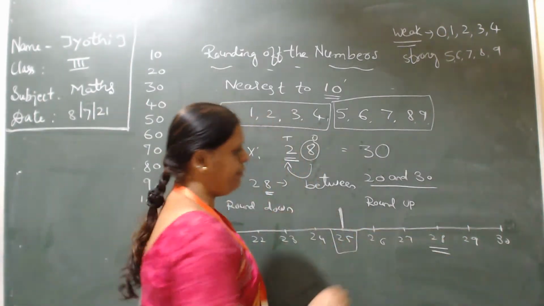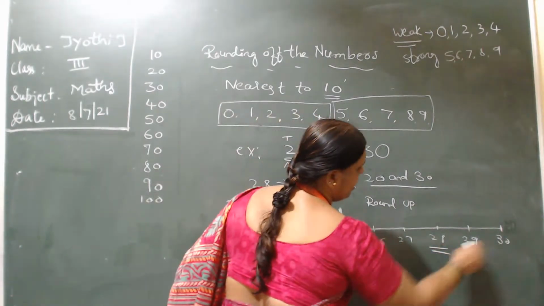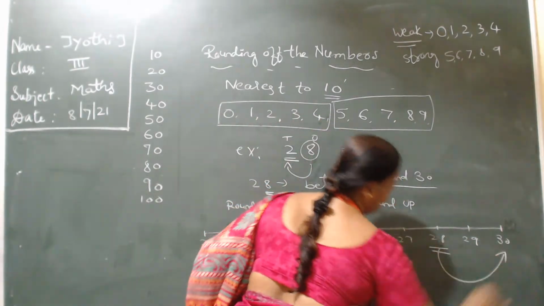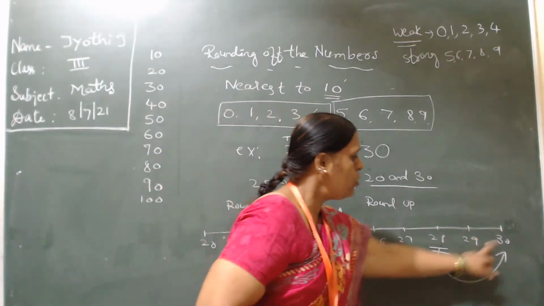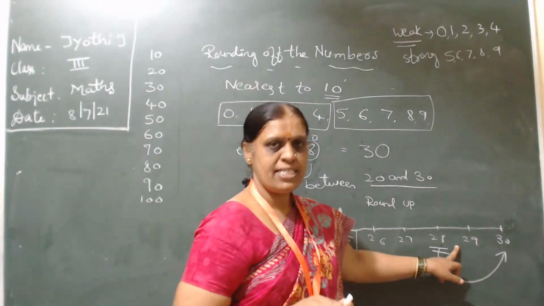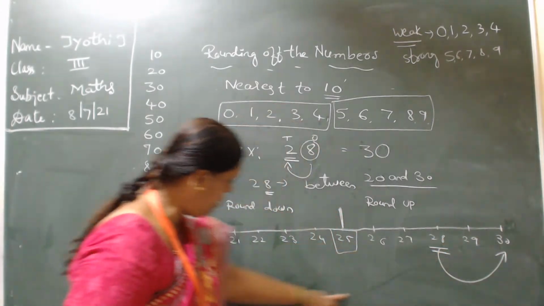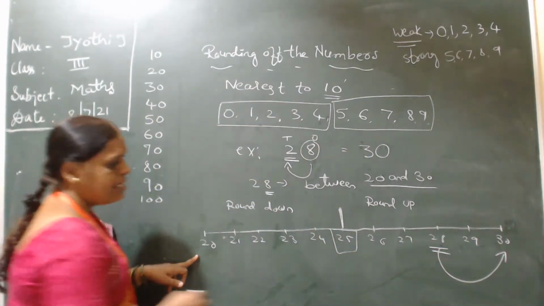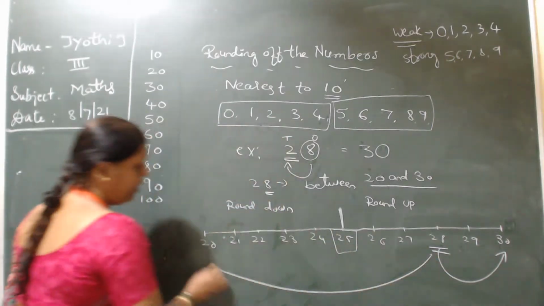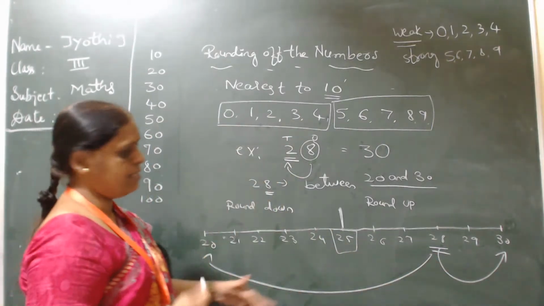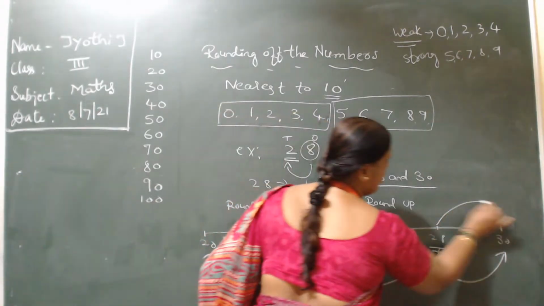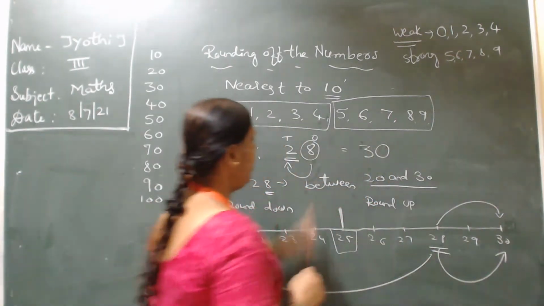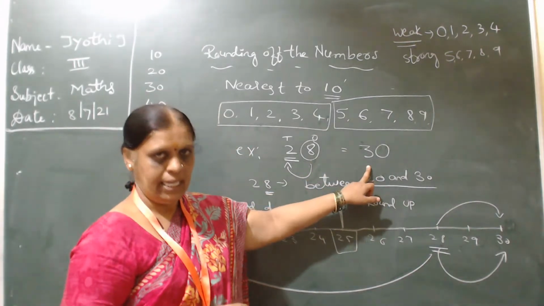See the gap between 28, 29 and 30. There are only 2 numbers of difference. Instead of going all the way back to 20, which is a very far distance, 28 will go to the next number, 30. So 28 will become 30.